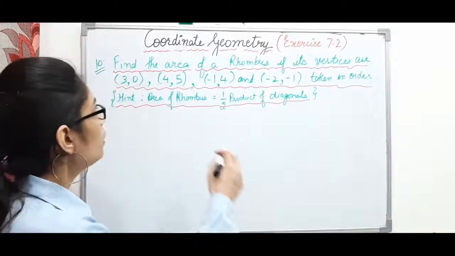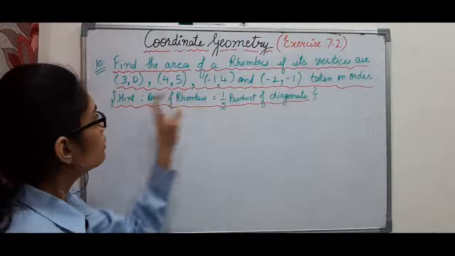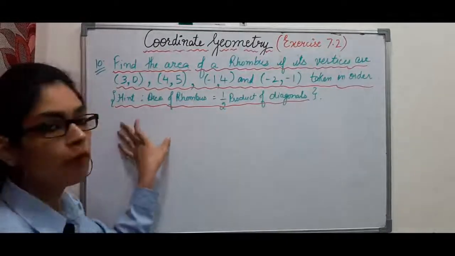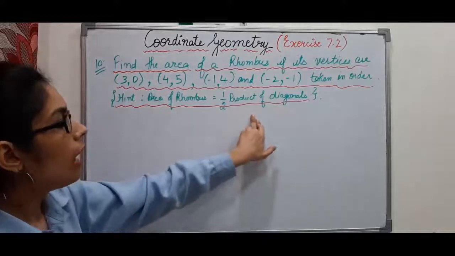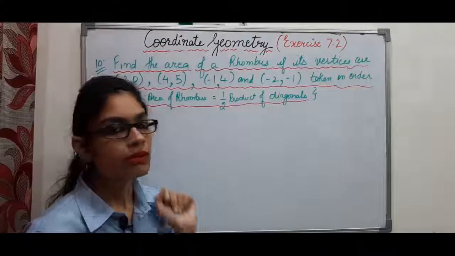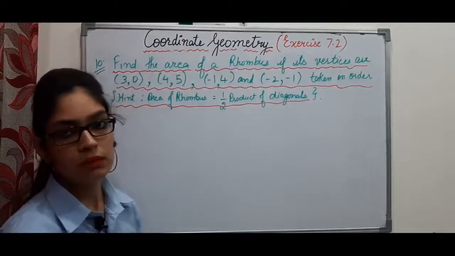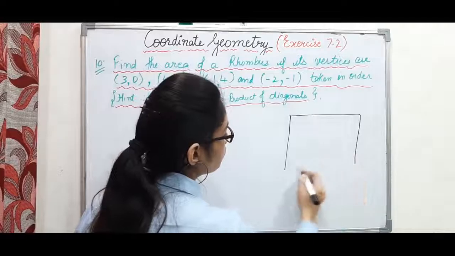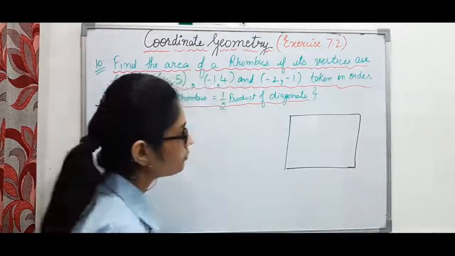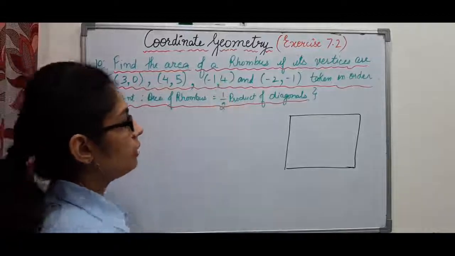10th question: we have to find the area of a rhombus if the vertices are given, and one hint is also given to us, that the area of a rhombus is half of the product of diagonals. So what is a rhombus? First of all, we'll understand: a rhombus is a quadrilateral. Quadrilateral means it is a 4-sided figure. So it looks like this. Now its vertices are given.